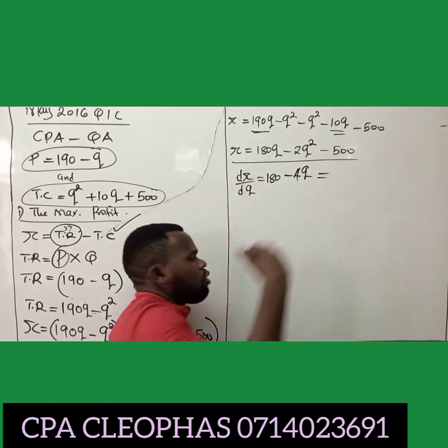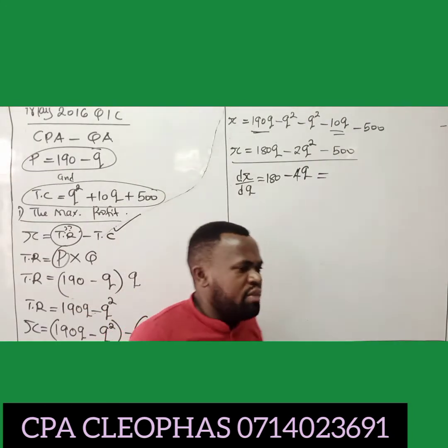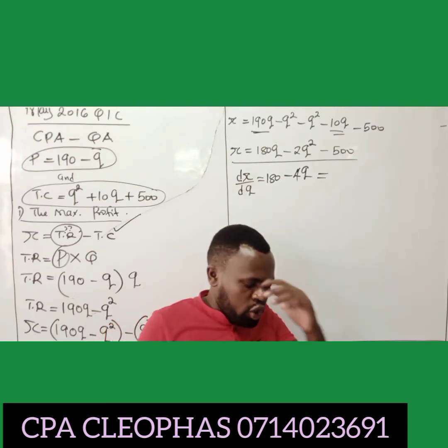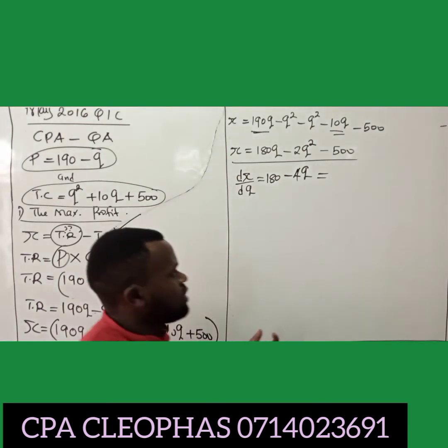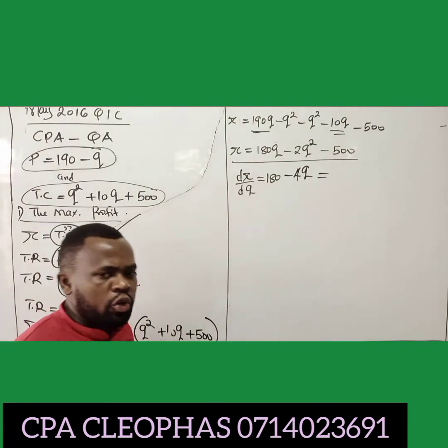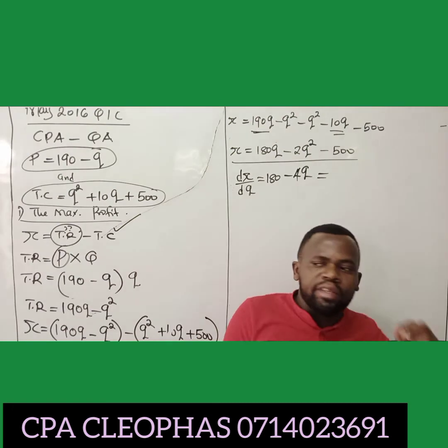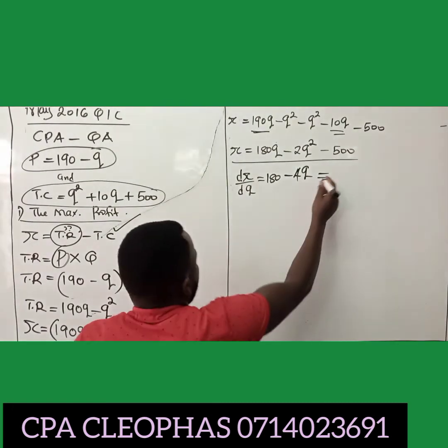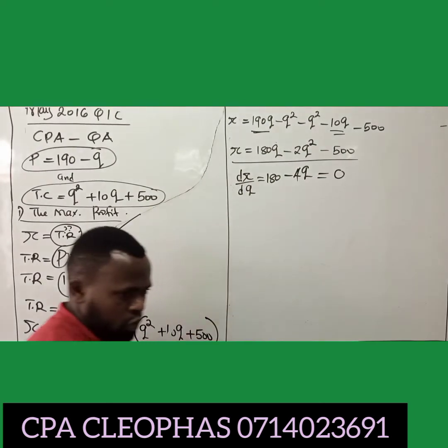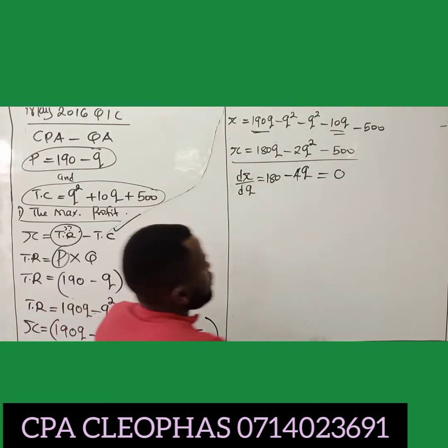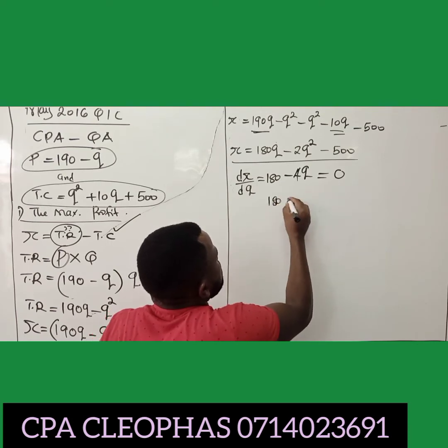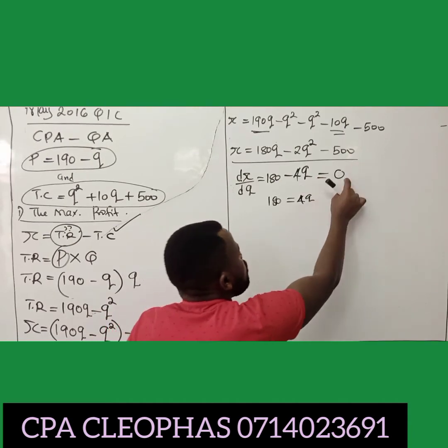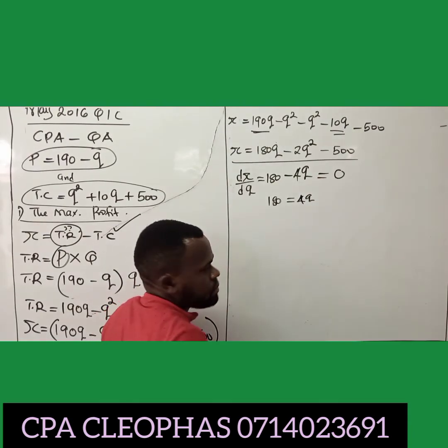And the first order condition under differentiation: we have the conditions for turning points. Number 1 is the first order condition, number 2 is the second order condition. First order condition requires that whenever you differentiate a function, equate it to 0. So I have differentiated it, I'll equate it to 0. From there I can get my Q. 180 is equal to 4Q, because I've taken Q to the other side. Otherwise, if you don't equate to 0, you cannot finish the question.